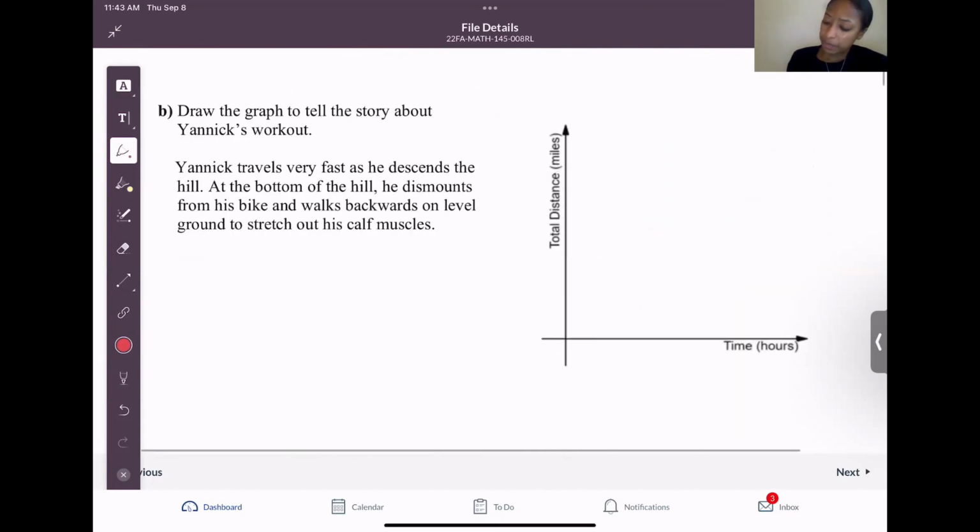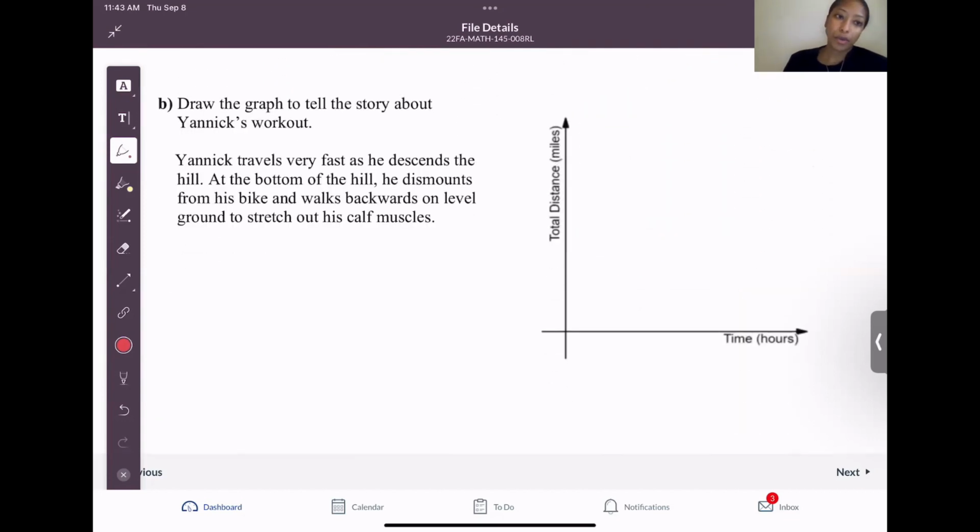And for the last piece, I always usually put one problem like this on a quiz and test. So let's be ready for it. Draw the graph to tell the story about Yannick's workout. Yannick travels very fast and then he descends a hill. At the bottom of the hill, he dismounts from his bike and walks backwards on level ground to stretch out his calf muscles.